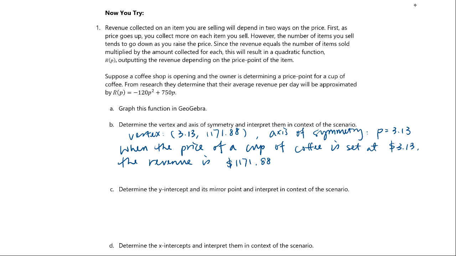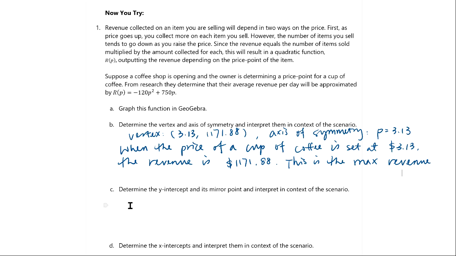And if you think about what the axis of symmetry is telling us, or the vertex is telling us, we can say this is going to be the maximum revenue for our scenario. And before that or after this, we won't be able to reach that high of a revenue. If you price it higher, you'll actually start taking in less money just because you won't be able to sell as much coffee.